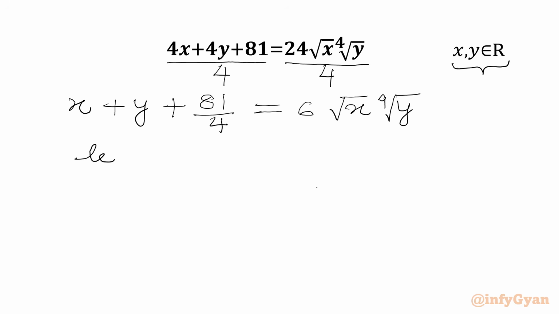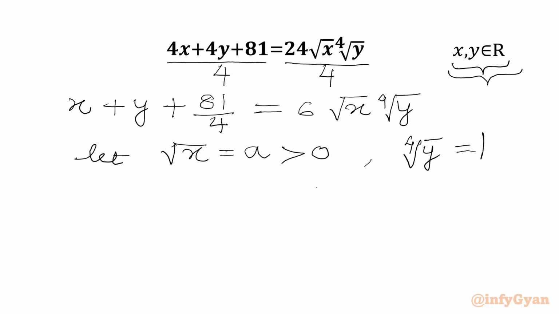Now we will use our substitutions. Let us say square root x equal to a. We have x and y real numbers, so a must be positive. Now we will consider 4th root of y equal to b. So b must be positive for y to be real. Now we will square the first substitution. We can write x will be equal to a square, and by putting power 4 here, we will get y equal to b power 4.